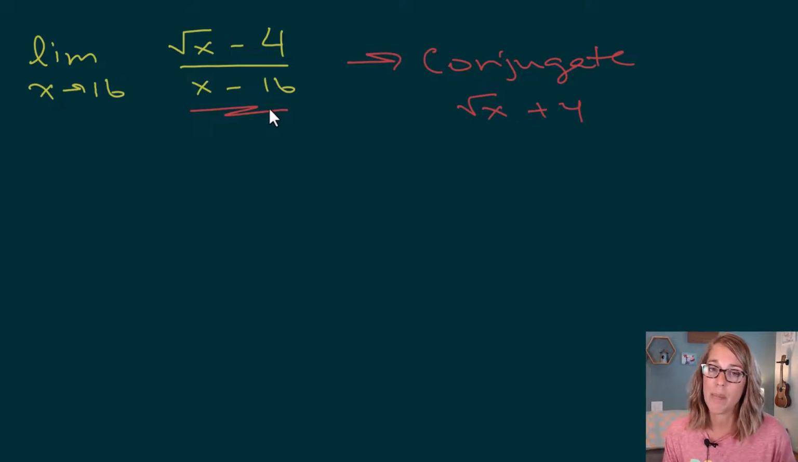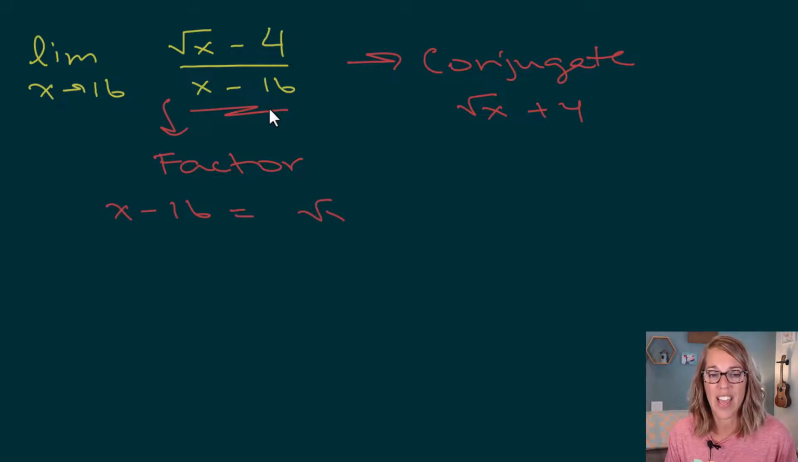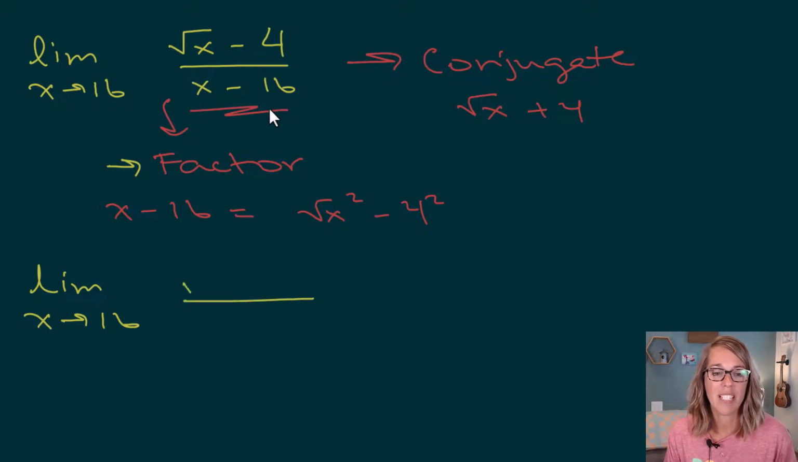Your other option, which I believe is easier for this example, is to factor a difference of squares. So if I were to factor that x minus 16, I can think of this as radical x squared minus 4 squared, and I can actually factor that denominator. I'm going to choose the factoring method. Let's go ahead and write the limit. I'll do another example with the conjugate next. So in this, I'm going to leave that radical x minus 4 in the numerator.